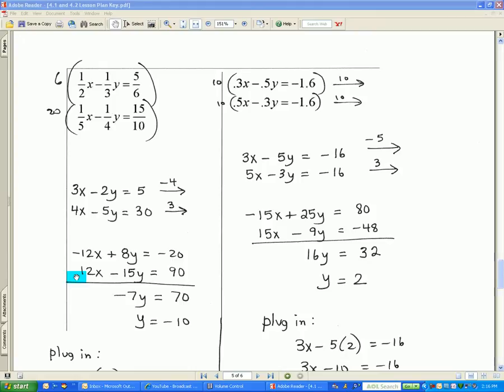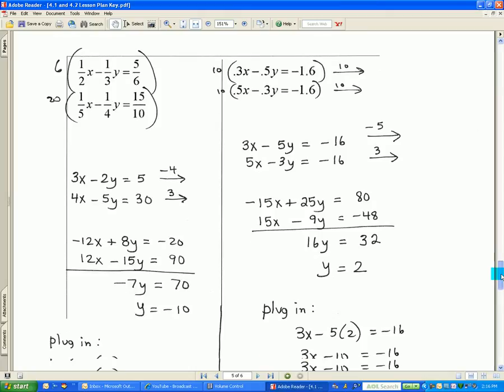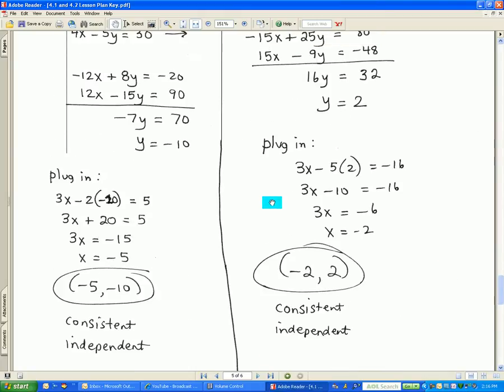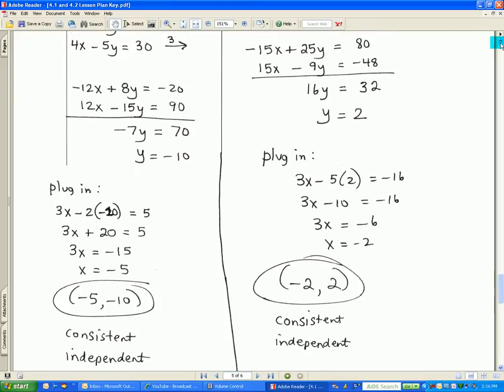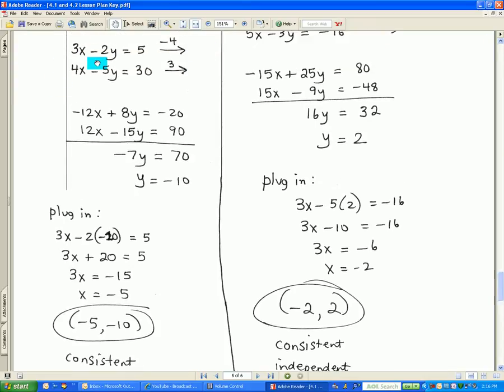When I put them together by eliminating, by collecting like terms, I have negative 7y equals 70. Divide by negative 7 and I get y is negative 10. What I now do is I plug back in. Now I'm not going back to the original equations. I'm going back to one of these two prettier ones because they're equivalent to what we started with anyhow.